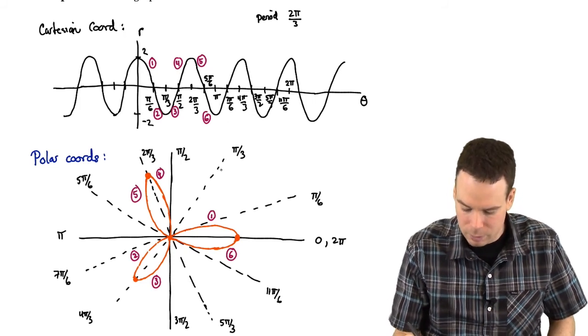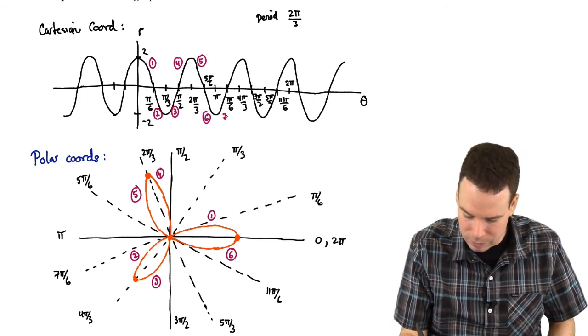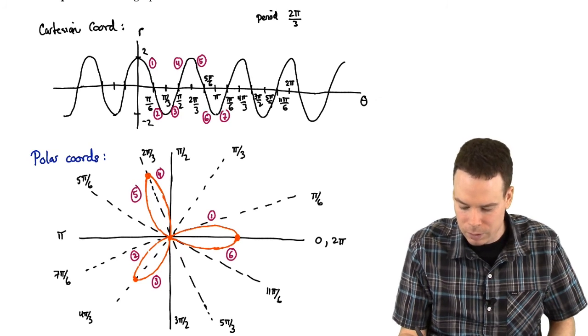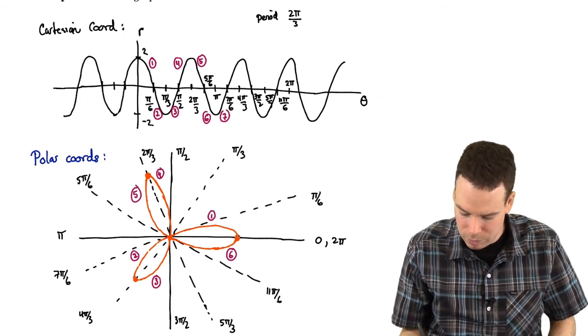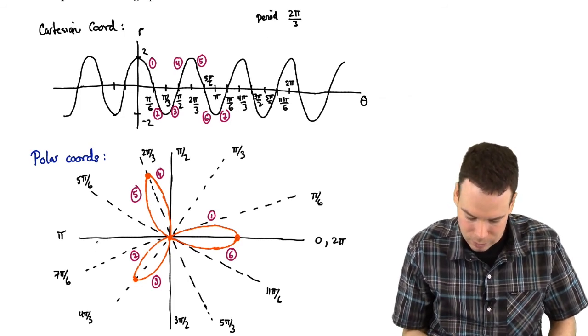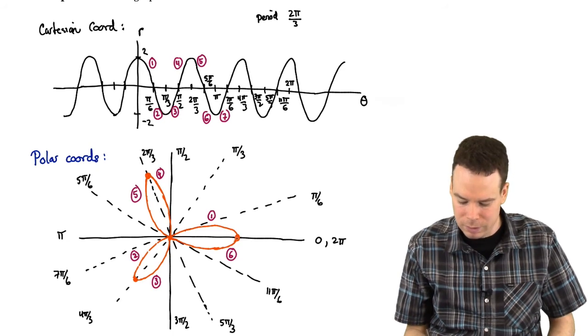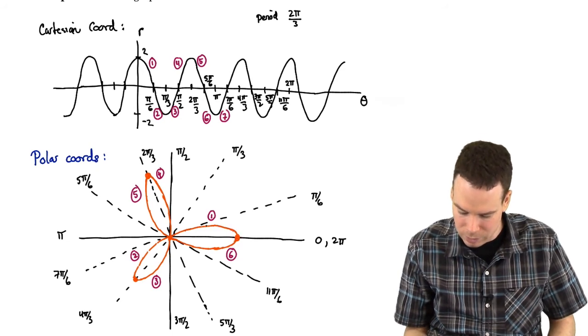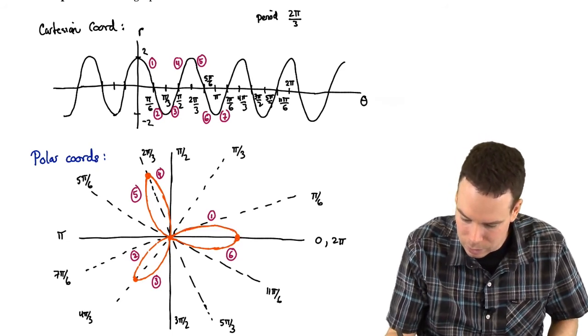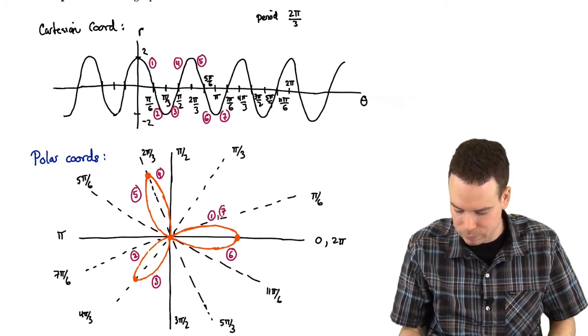And what happens next? Then we go to 7. The r value goes from negative 2 back to 0. But I'm already out here. As I move through these angles from pi to 7 pi by 6, my r value is negative, so it looks like I trace out that same portion again. So it looks like this is 7.